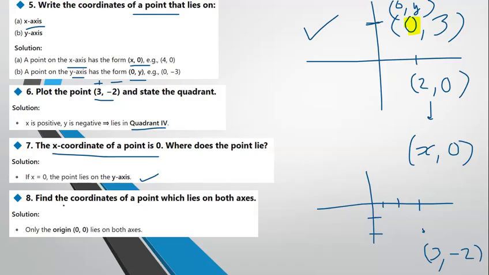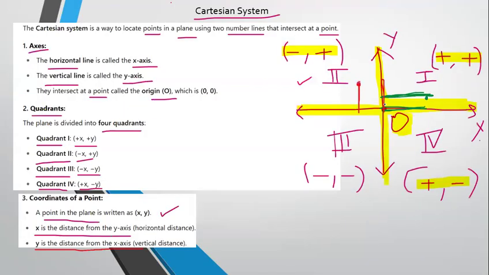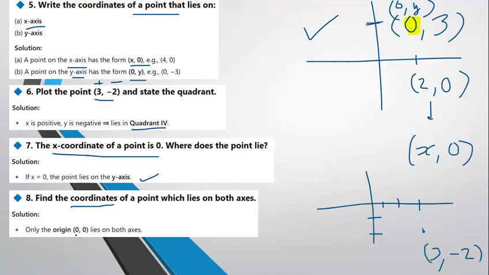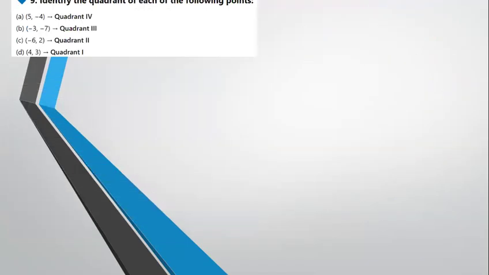Find the coordinates of a point which lies on both the axes. So we have to find the point which lies on both the axes. Here we can see this point, which is the origin (0, 0), lies on both the axes. It lies on the x-axis and also on the y-axis. So we can say that point is the origin (0, 0). Let's move to the next question now.